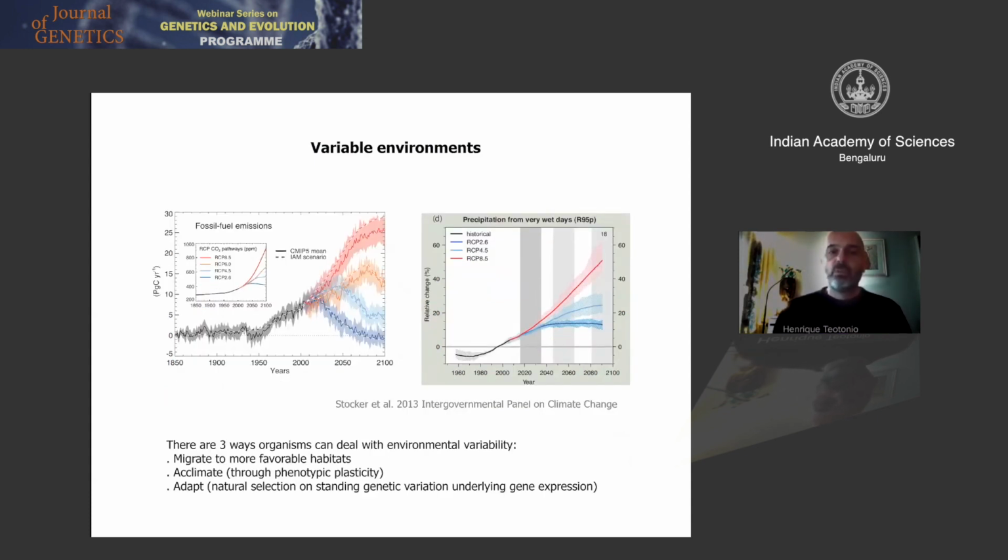How can organisms deal with variable environments? Well, the first and perhaps easiest, or at least for some kinds of organisms, is just to migrate to more favorable habitats. The second option is to acclimate to these variable environments through phenotypic plasticity. And a third way, which will be the focus of my talk, will be to adapt to these variable environments, in particular through natural selection on standing genetic variation underlying gene expression. And I focus here on standing genetic variation because most organisms in nature will not have time to adapt through mutation accumulation given the time span over which these changes in the environment will occur. And so most of them will depend on standing genetic variation. There's simply not enough time for mutation accumulation.